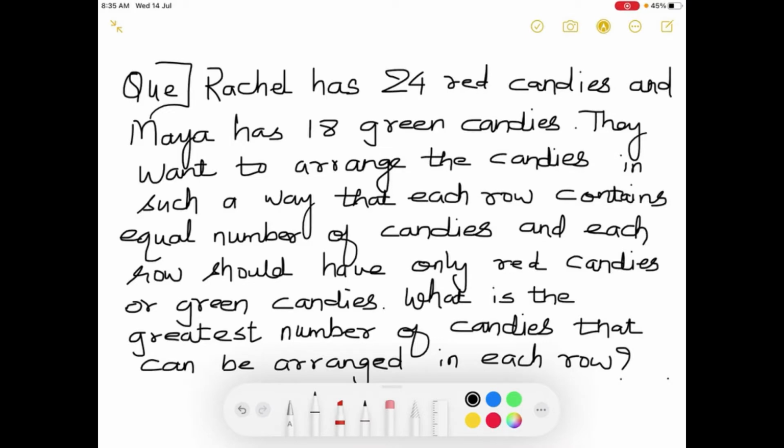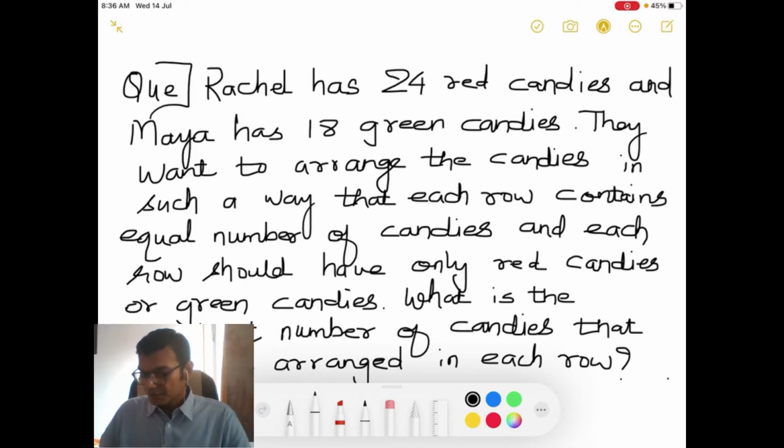So let us talk about HCF, the highest common factor, and how do you come to know that in this question you have to find HCF. Let us read the question. Rachel has 24 red candies and Maya has 18 green candies. They want to arrange the candies in such a way that each row contains equal number of candies and each row should have only red candies or green candies. What is the greatest number of candies that can be arranged in each row?